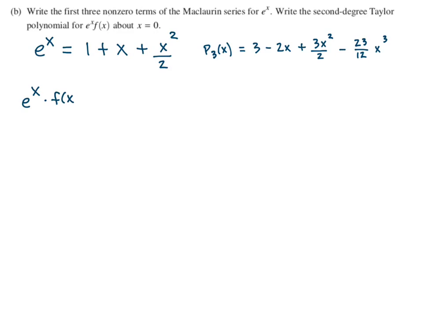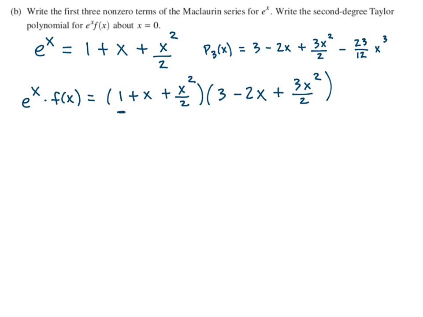So really what they want us to do is multiply e to the x and f of x together. So we're just going to distribute. We're just going to do old school distribution. We're going to take this 1 right here, and we're going to multiply it by all of the terms on the inside here. So we're going to go ahead and do that. And then we'll distribute the x into all three of those. Although we won't need the last one right there because it'll be a third power. So we're going to stop at that second power for this one.